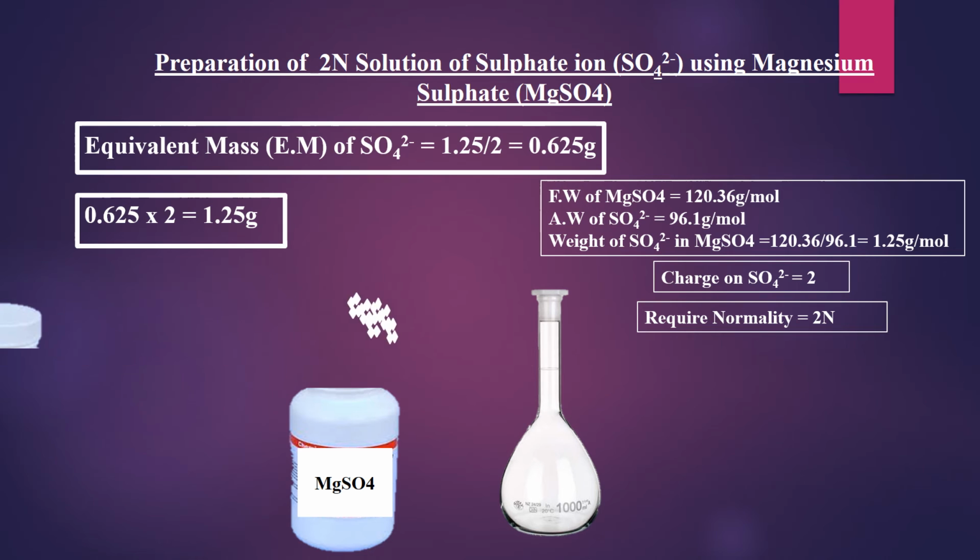Take 1.25 grams of magnesium sulfate. Dissolve it in water and dilute the solution up to 1000 milliliters. This will be 2 normal solution of sulfate ion.